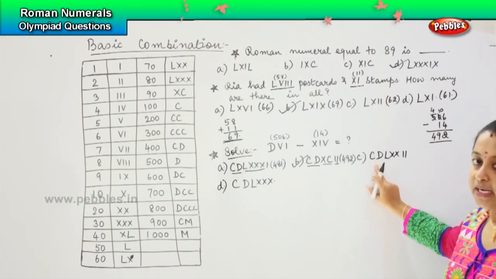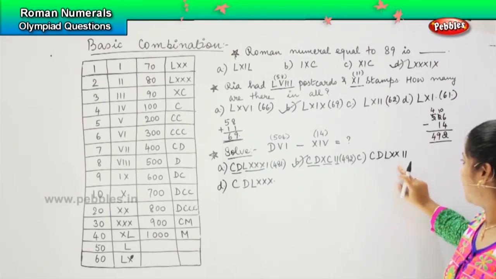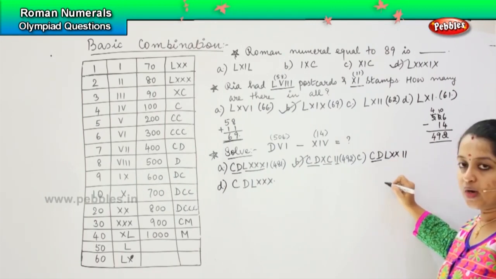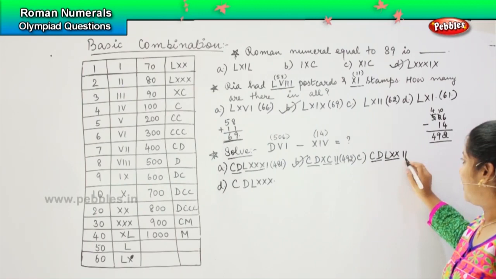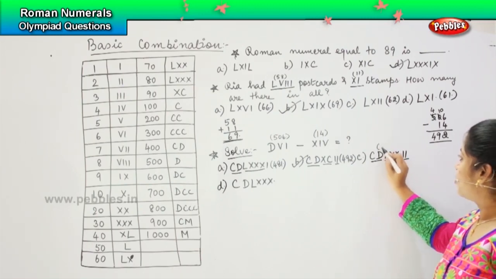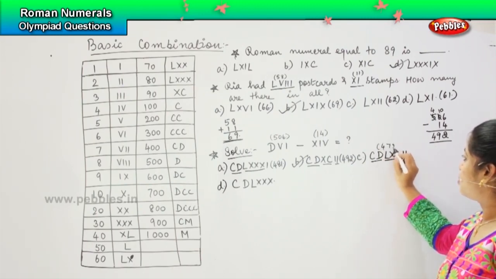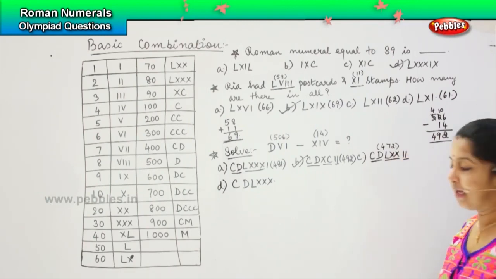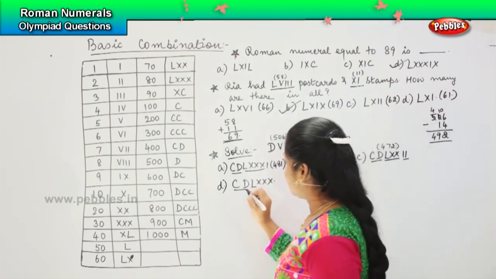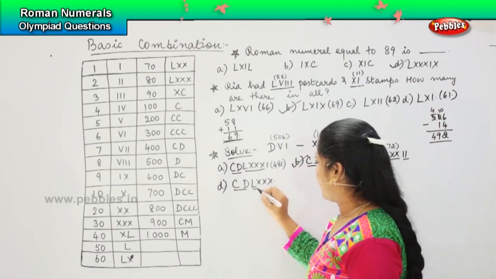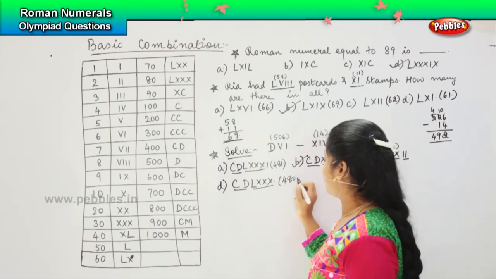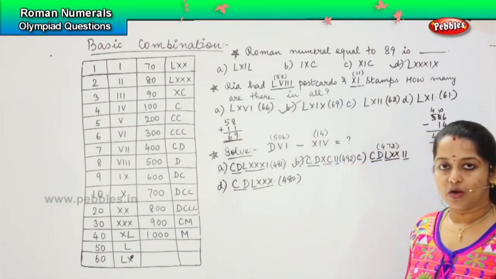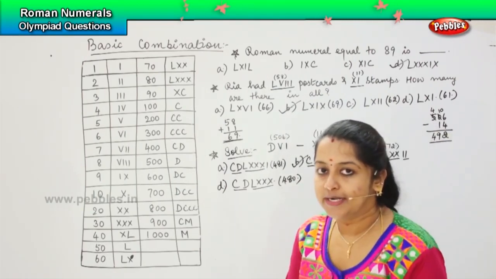Shall we try to segregate this as well? Okay. CD is 400, LXX is 70 and II is 2. So which means 472. Okay. The next one, CD 400, LXXX 80. So this is 480. Got it? Shall we do the next one?